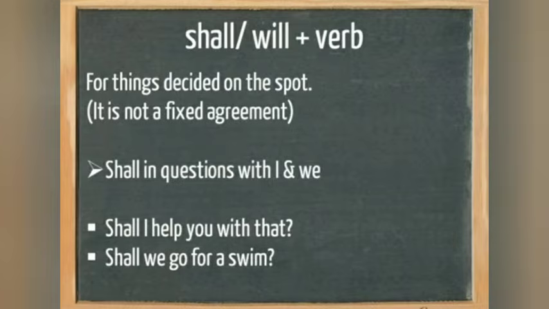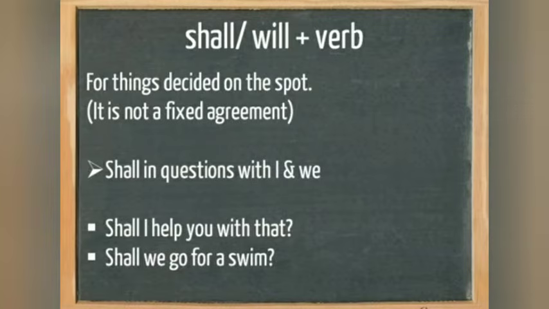Here is the first structure, which is shall or will plus base form of the verb. It is used for things decided on the spot, which means this pattern is used in future tense when the action talked about in a sentence is decided on the spot instead of having a fixed agreement or arrangement.